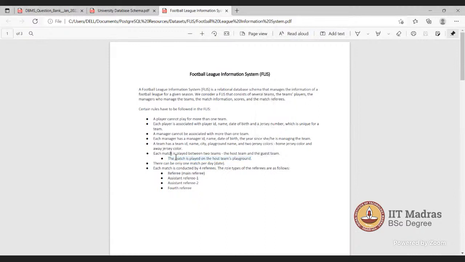This is correct. Hosting the match, right? The match is played on the host team ID. Yes, Neeraj, you understood this. You answered this, right? First one. Yes, sir. So we need to join based on the host team ID because it's mentioned in the description that the match is played on the host team's playground. Okay. Still, we will look at that question whether we can reframe it or not. Thanks for pointing it out.